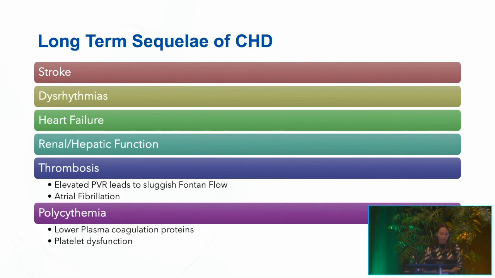Thrombosis is very high in these patients, mainly because your pulmonary blood flow isn't from a pumping ventricle, it is from passive flow. And anytime there's sluggish blood flow, there are clots, as well as polycythemia and the consequences of that.